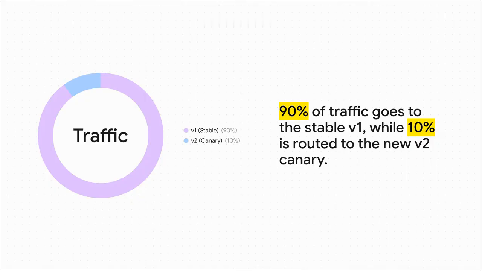And look at how they're doing this. They're not jumping in with a 50-50 split, no way. They're starting small. A whopping 90% of their users are still happily using the old stable V1. Only a tiny 10% are being sent to the new V2 Canary. Why? Because it dramatically limits the blast radius if something bad happens.